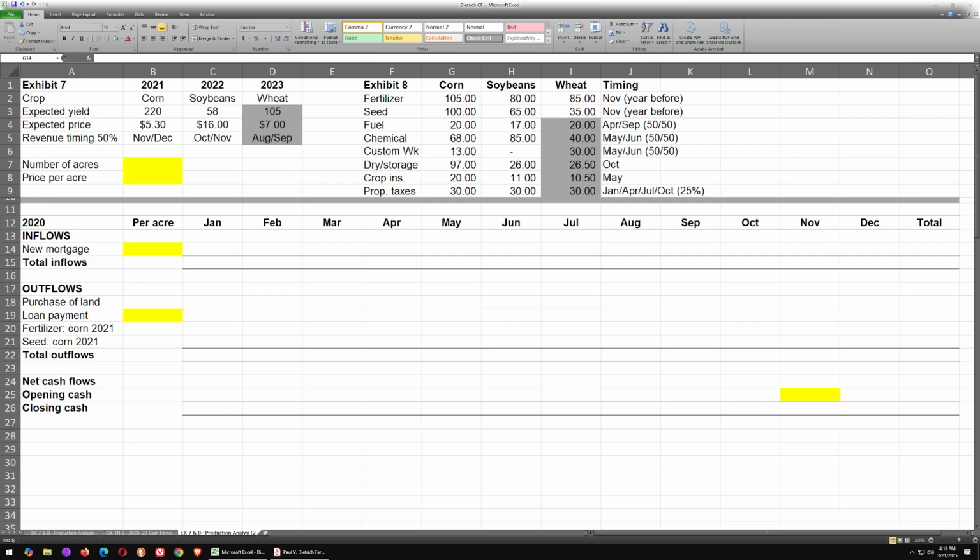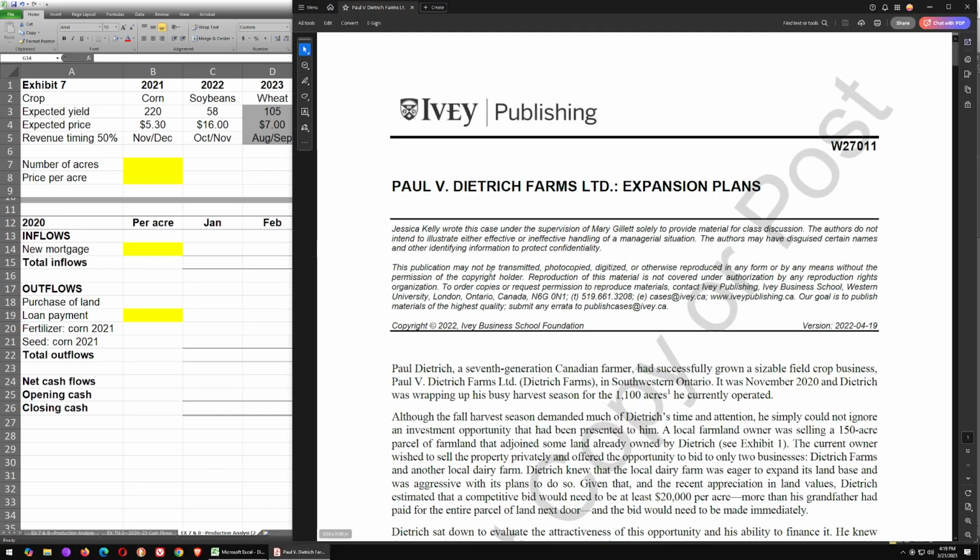Okay, so continuing on, this will be the first screen which we will only be utilizing November and December, because if you've read the case study, you notice that part of what's going to be happening is the farmer is going to see whether or not it's worthwhile to buy this extra land and farm it with corn, soybeans, and wheat. In fact, let's actually go to the information in the case study.